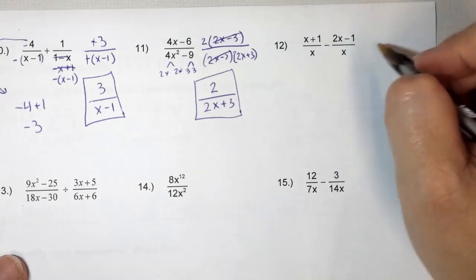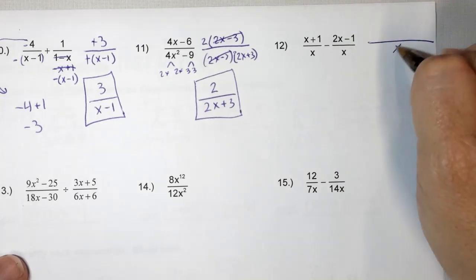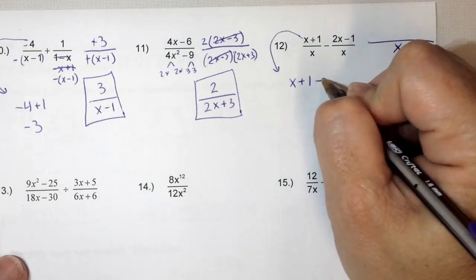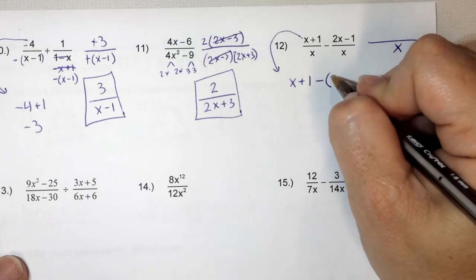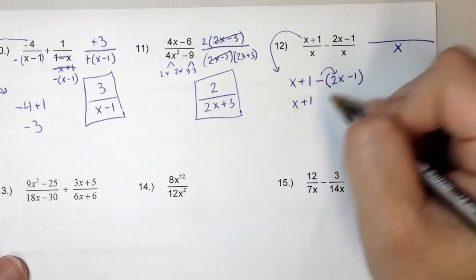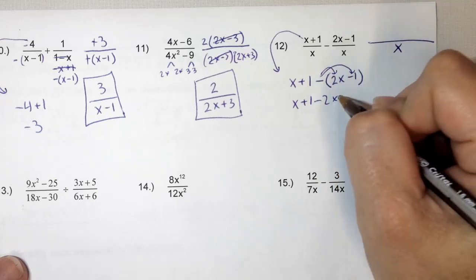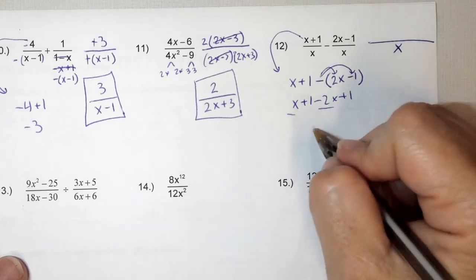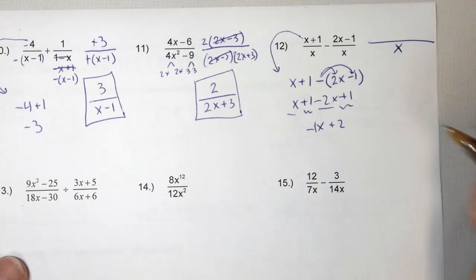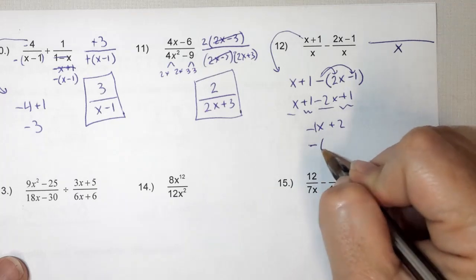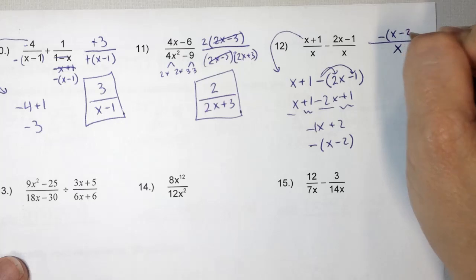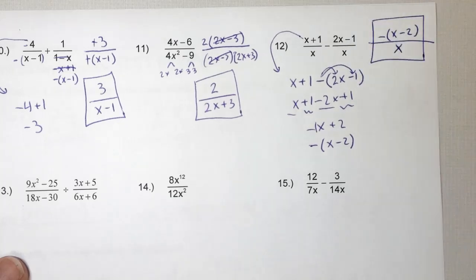Now, number 12 already has an LCD. They're already common, so we don't have to change anything. We're just going to bring the top down and simplify. So I have x plus 1 minus, now anytime I have minus, I'm going to put parentheses. So x plus 1, I have to distribute, so minus 2x plus 1. So I have negative x or negative 1x. And then I have plus 2. We'll have to take out that negative. That leaves me with x minus 2, opposite. Nothing simplifies, so there's my answer.